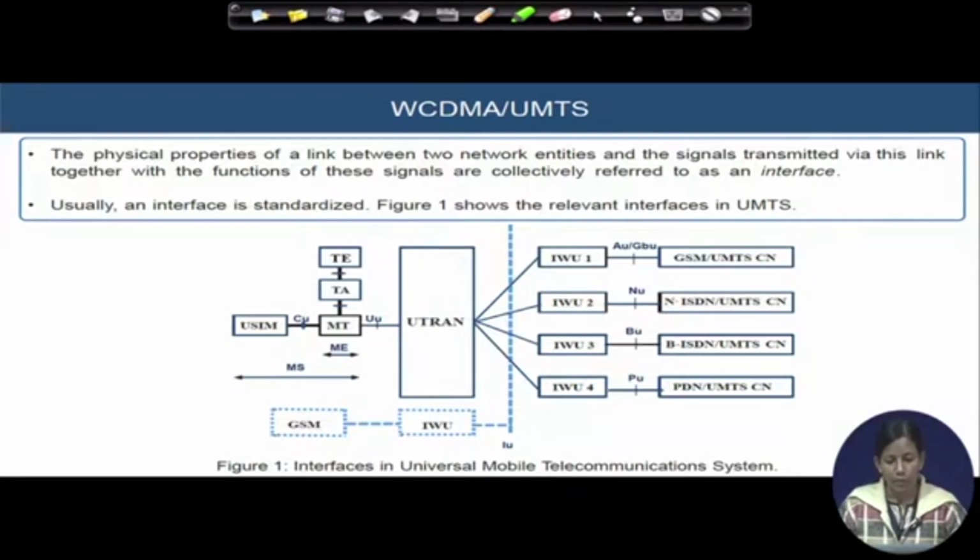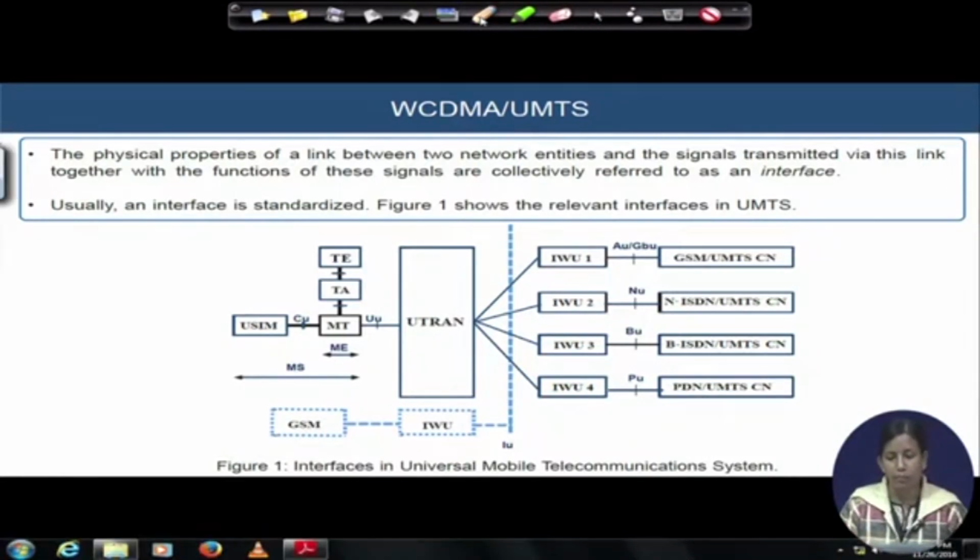Figure 1 depicts the different kinds of interfaces that we see in the UMTS, or Universal Mobile Telecommunication System. The physical properties of a link between any two network entities depend upon the signals that are transmitted over the link, together with the function that it provides with these signals.